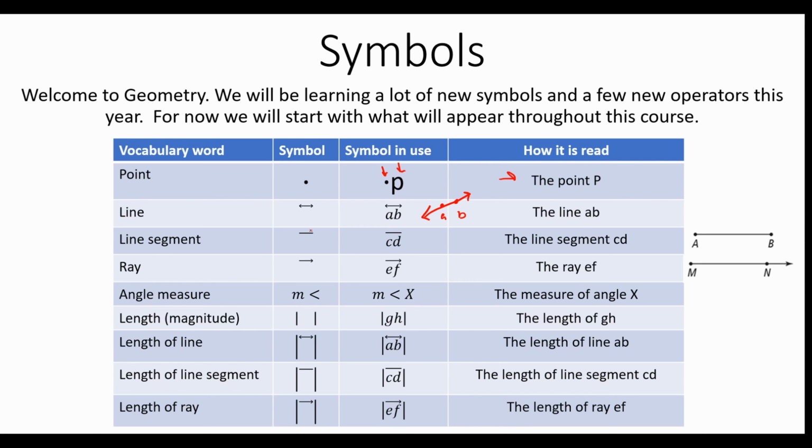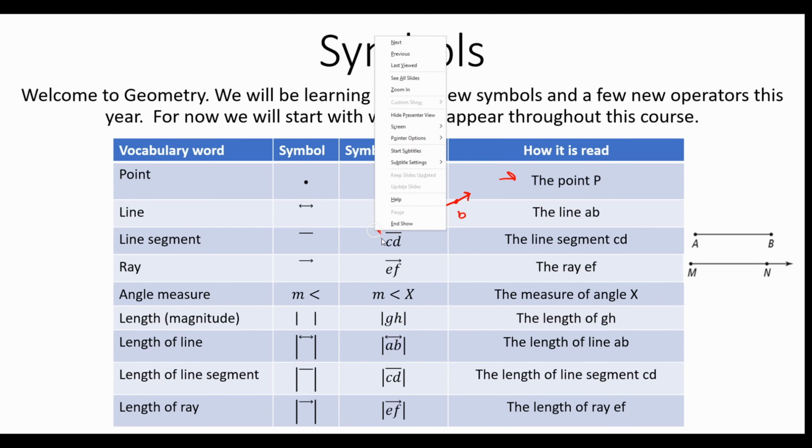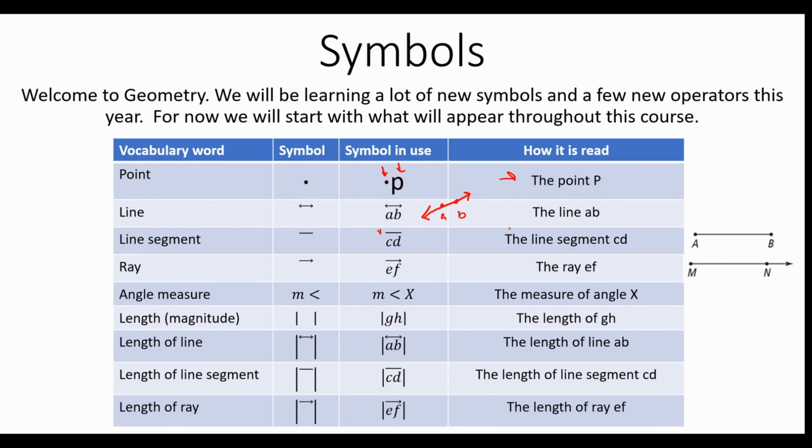So then we're going to look at our line segment. This is just a bar. There's no arrows on the end. This line has a definite or defined originating point and end point. So if we have just a bar over the top of two points, we're going to call that the line segment, and then what the two points are, CD.